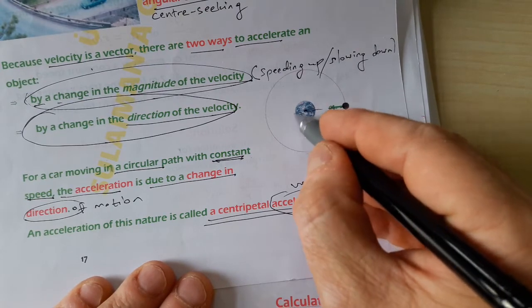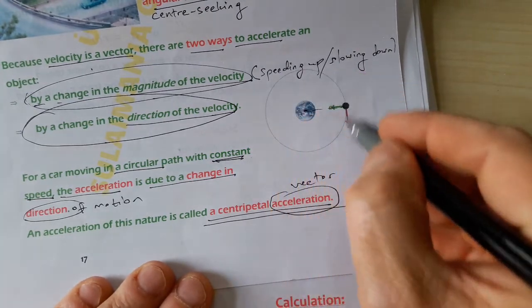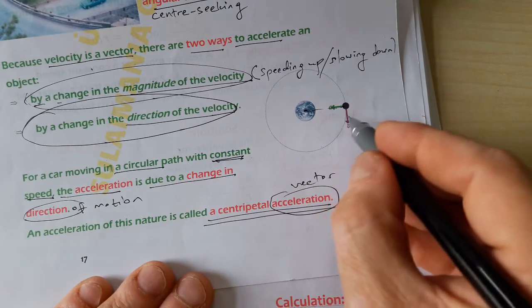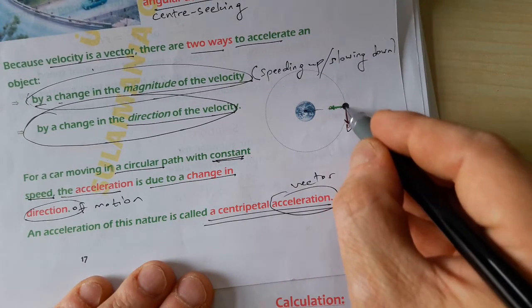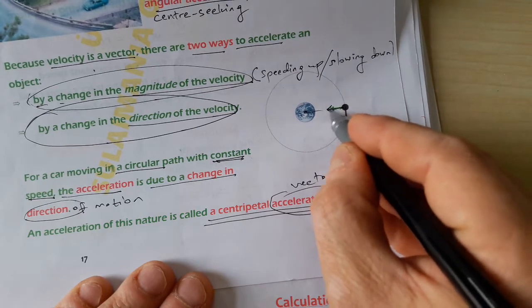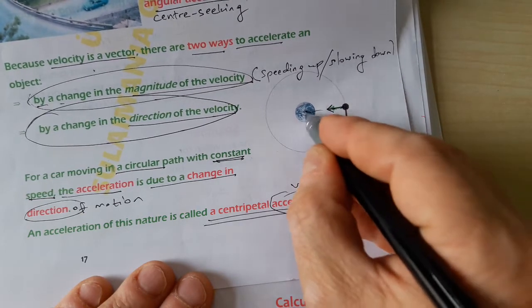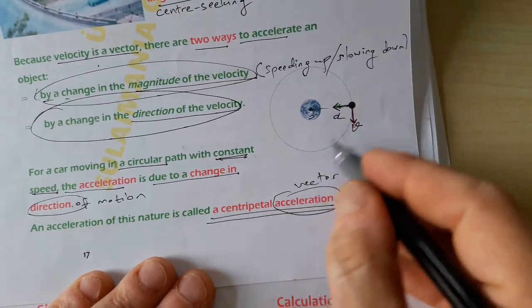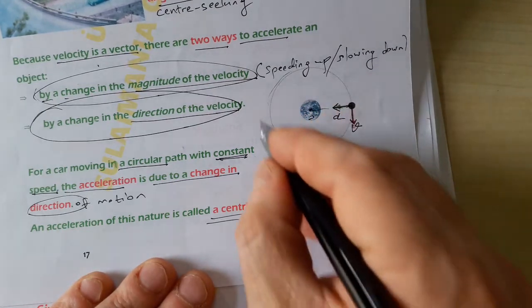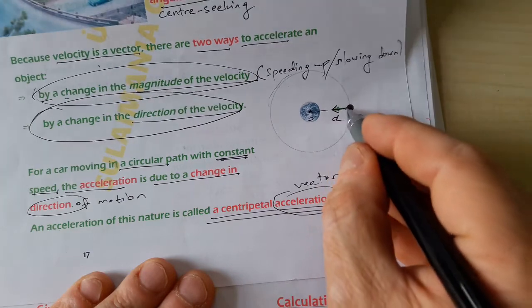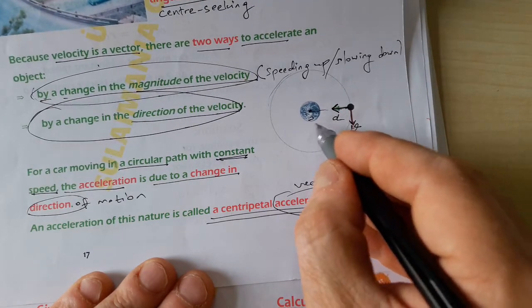Okay, so this is the Earth, this is the Moon, a satellite revolving around the Earth. It has a constant tangential speed, and it will have a centripetal acceleration always pointing to the center. Why? Because the direction of the velocity, the direction of the motion, is continuously changing, and this results in centripetal acceleration.